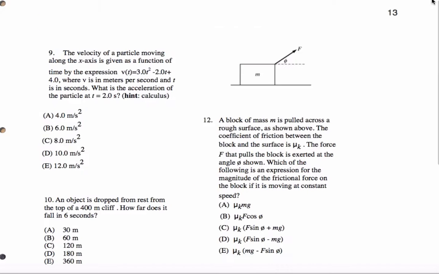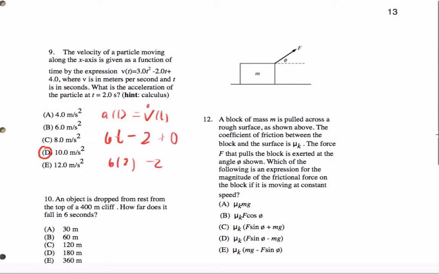All right, now for number 9. Ew. So the velocity of a particle moving along the x-axis is a function of time. And we want to get the acceleration. Let's do the calculus. Okay, so a is going to be v dot, the derivative. So we're going to get 6t minus 2 plus 0 when we take our derivatives. So that's going to be 6 times 2 minus 2. I'm getting 10 meters per second squared. Good for me. All right.